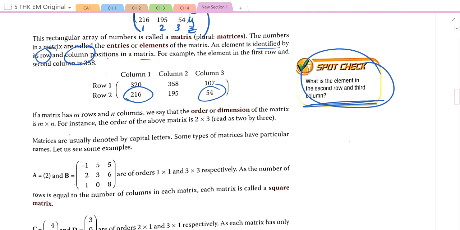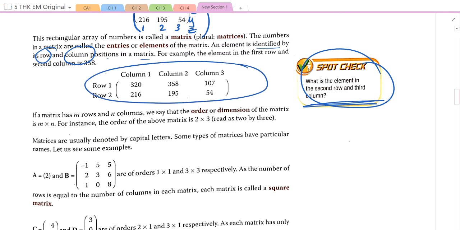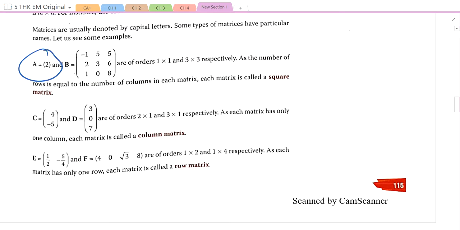Okay, so we have, for example, back to this matrix over here. What is the order of this matrix? 2 by 3. 2 rows, 3 columns. That's it. As simple as that. Okay. Spot check. What about this one? Matrix A. We use a capital letter to represent matrices, just like sets. Okay. So matrix A. What is the order?